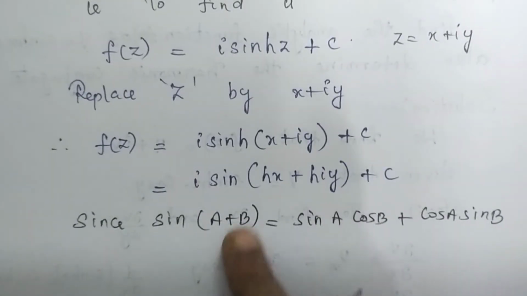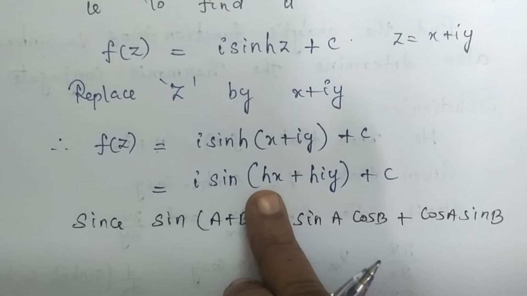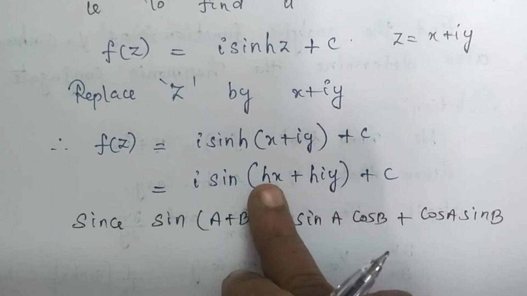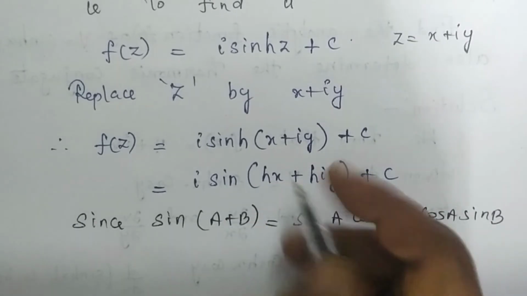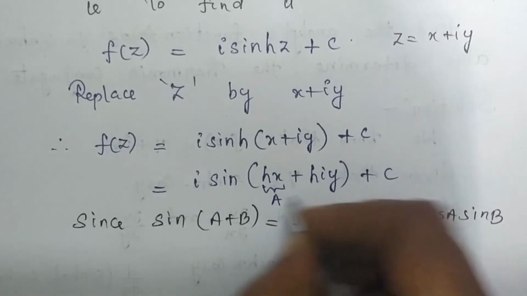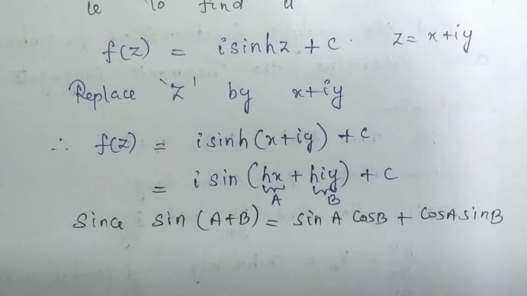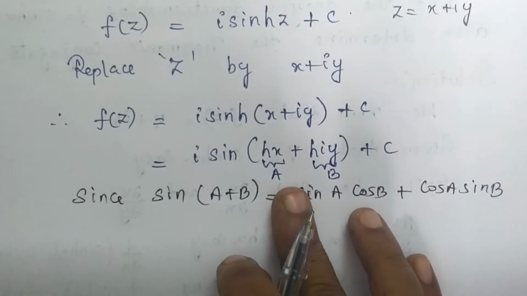Now in the formula we use, I am going to express sin of hx plus hy, because this is in the form of sin of a plus b. This is your a and this is your b, right? So now I apply this formula and express this.